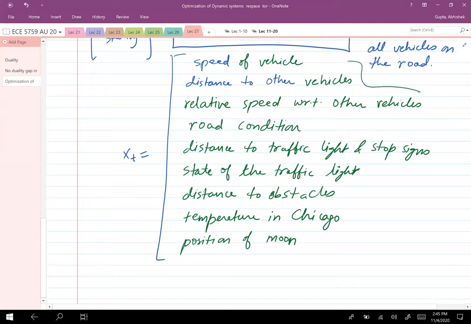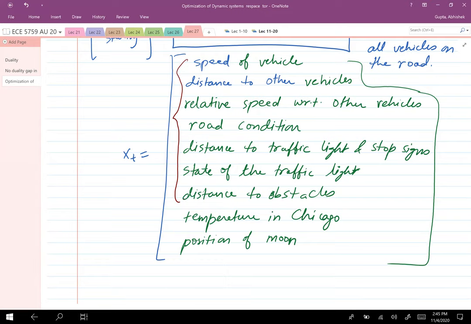So I have identified a bunch of states, and I'm sure you would agree that these seem to be important variables. They really affect your driving abilities and your driving decisions, whether you want to swerve right, stay in the same lane, speed up or brake. Actually, speed limit is also a state of the system. All of these will affect your decision making.